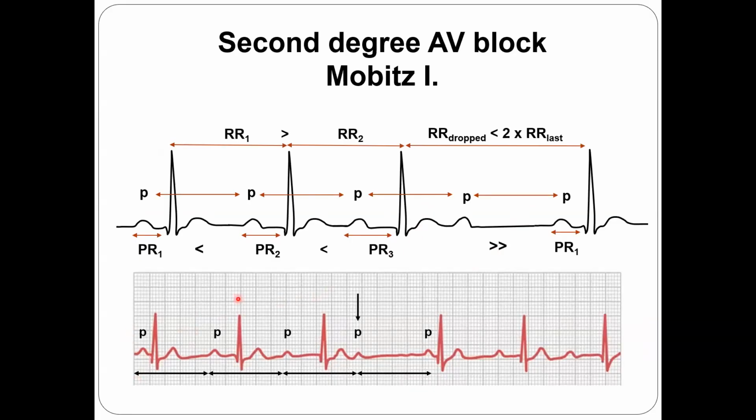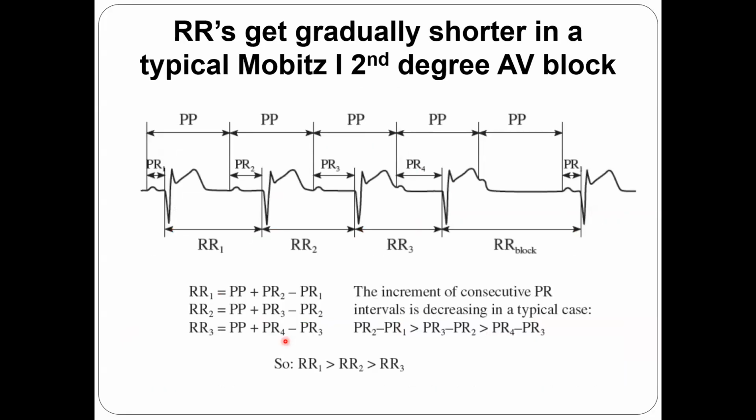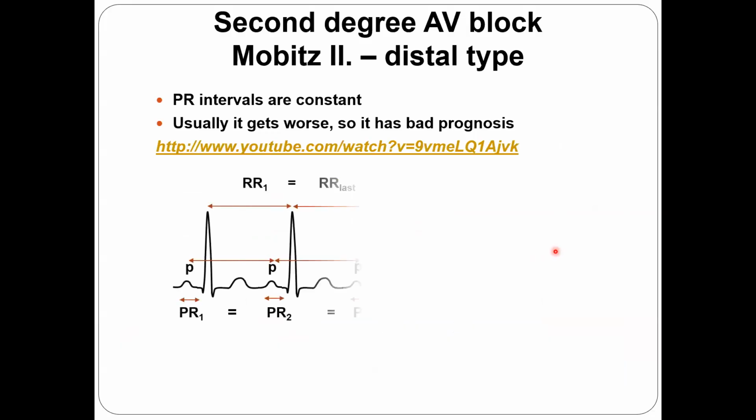Another important point you already had: the P's are coming regularly. However, you will find a P that is not followed by a QRS complex. Another important one, the P's are identical. All right, let's go to the second degree.